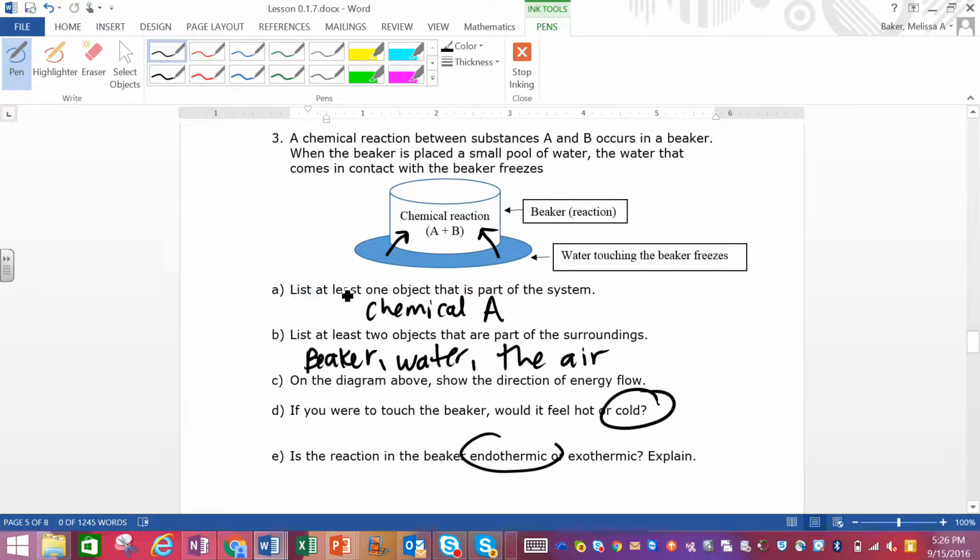So this is an endothermic reaction because it absorbs energy from the surroundings.